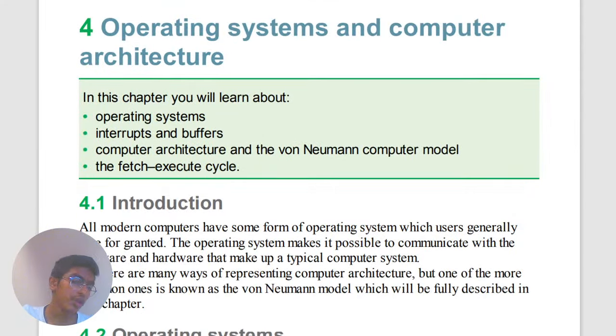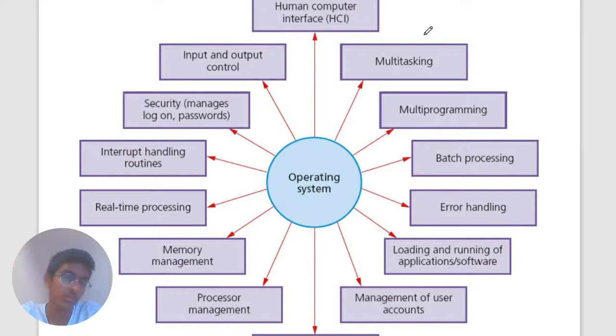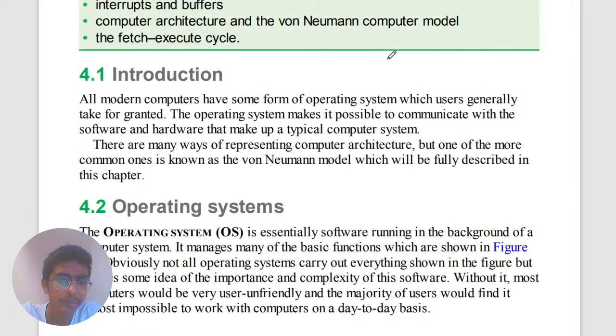So we're going to skip over to chapter 4, where we talk about operating systems and computer systems. So let's have a look at this now. We're having a look at operating systems and computer architecture. Now an operating system is simply software that runs in the background whenever you're using a computer system. So whenever you're using a computer system, we need operating systems.